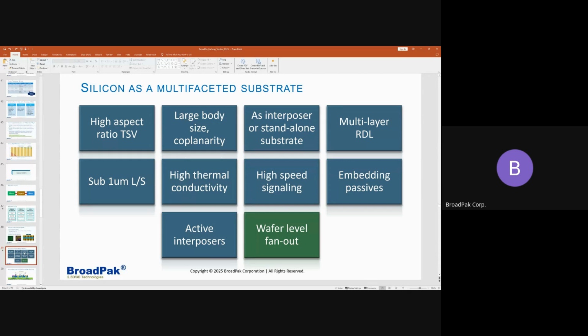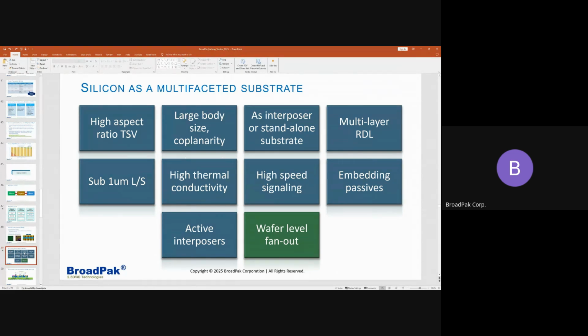The interposer can be a standard substrate by itself. It could give you the number of the layers that you need. You could have sub 1 micron line width and spacing, meaning very wide bus we can manufacture and design on the silicon. It's got excellent thermal conductivity. Keep in mind that in IC packaging, the thermal is the key, is really, really important. And that's one of the advantages of the silicon.